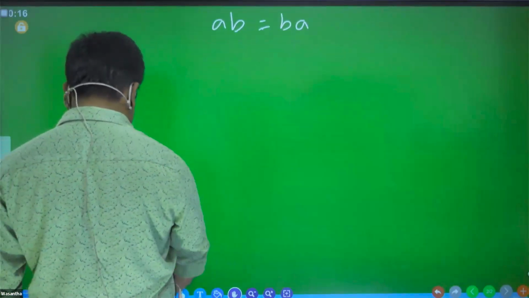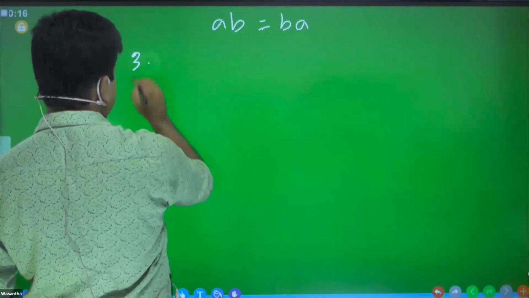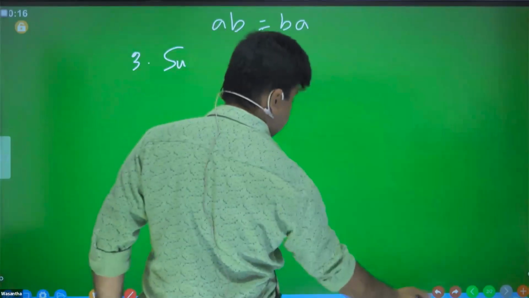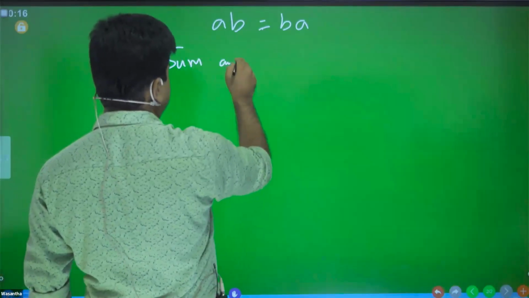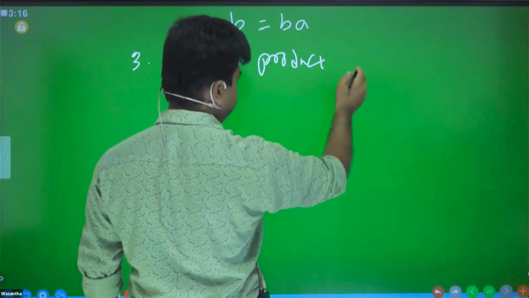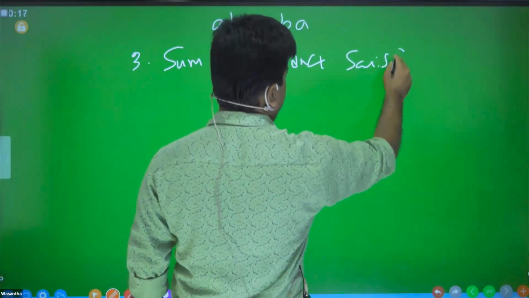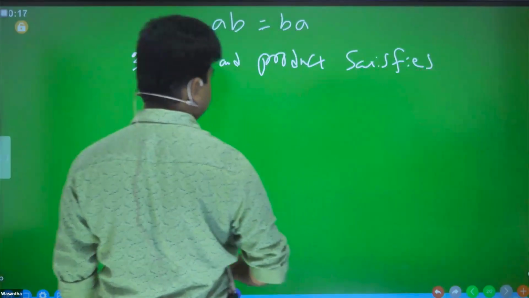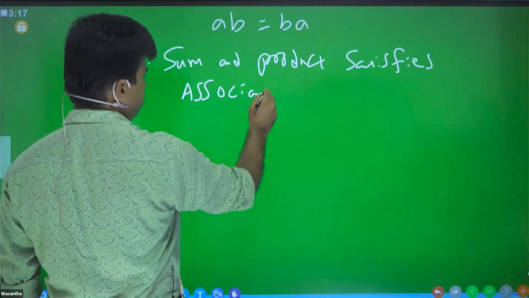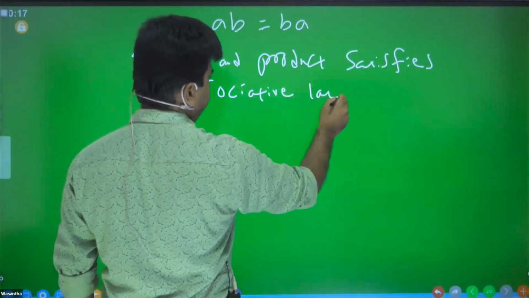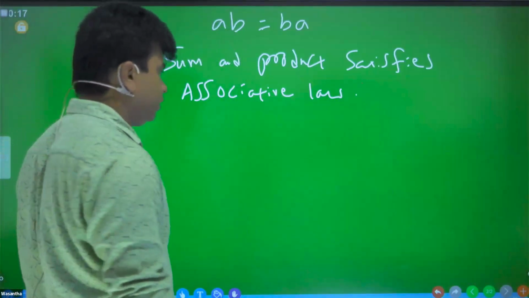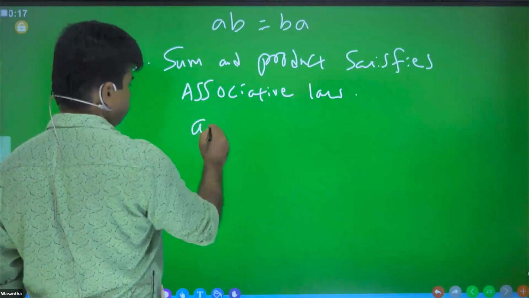Okay, write down next one, right? Third one, sum and product. Clear? Sum and product satisfies associative, right? Associative. Okay? Sum and product satisfies associative, right?